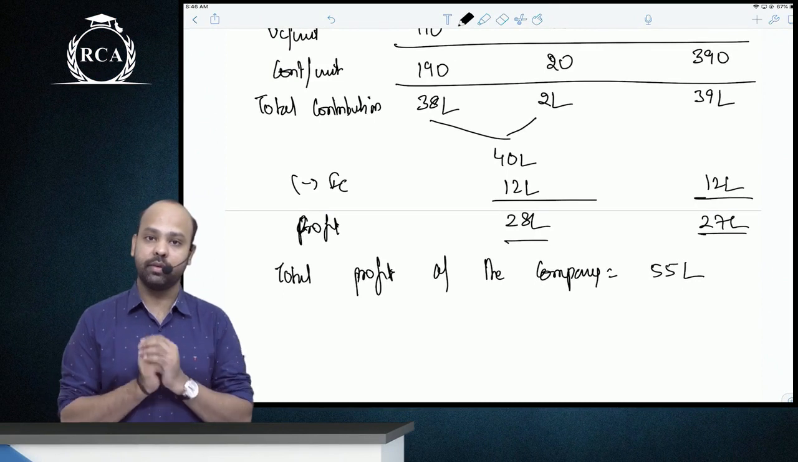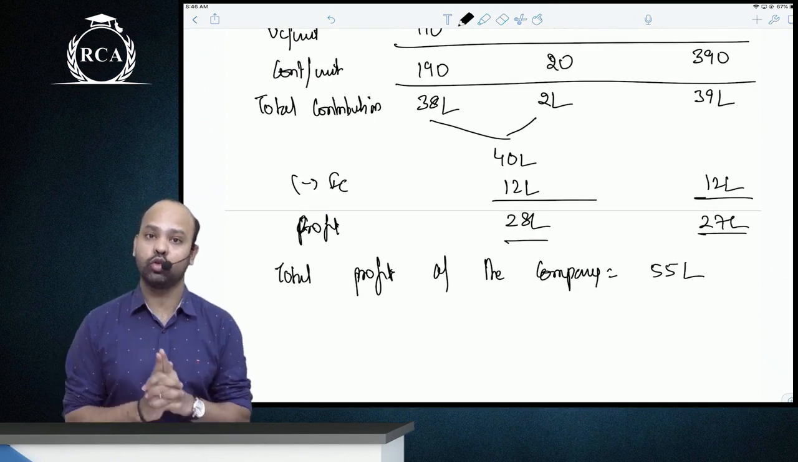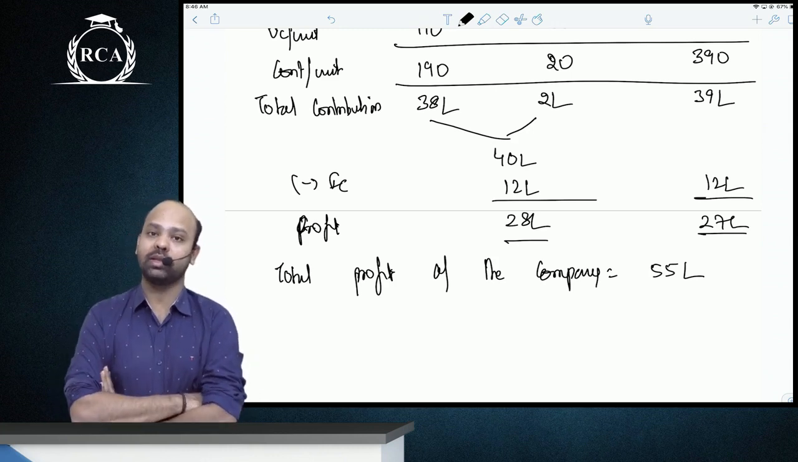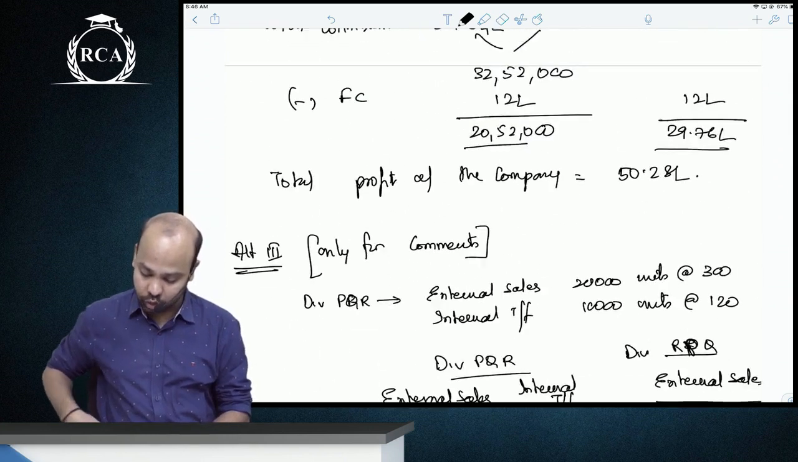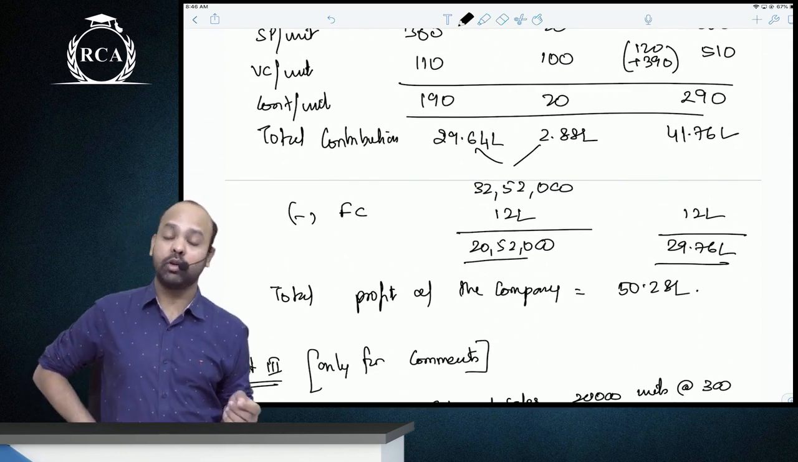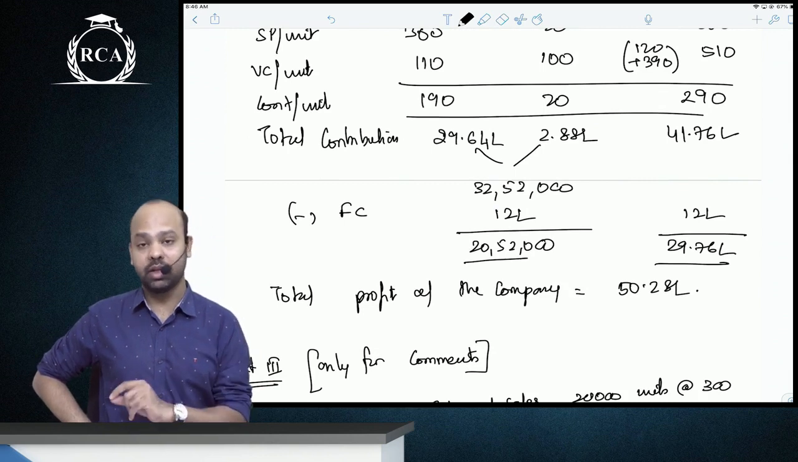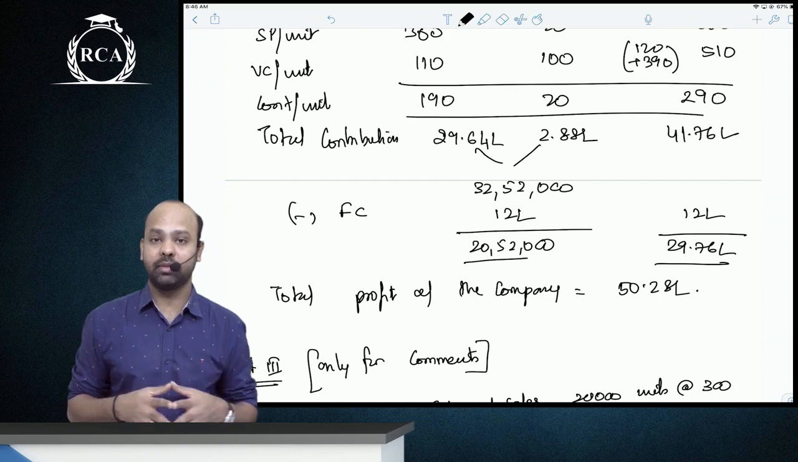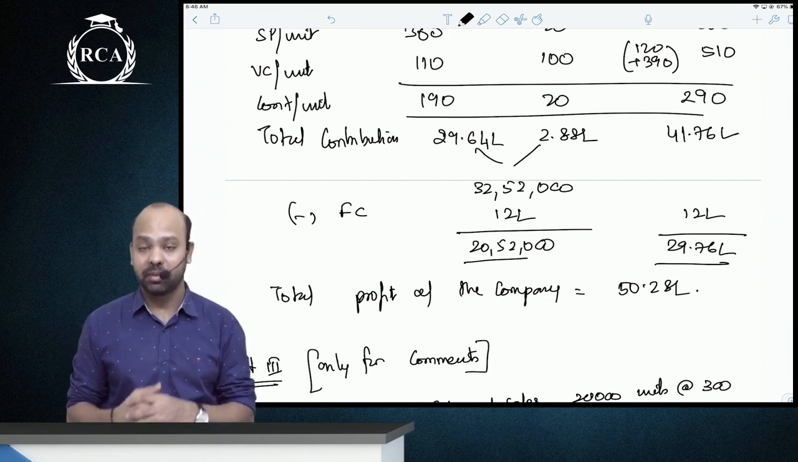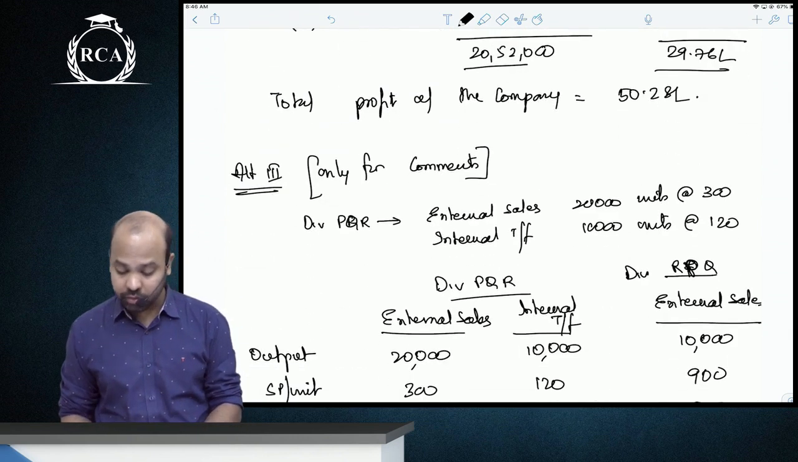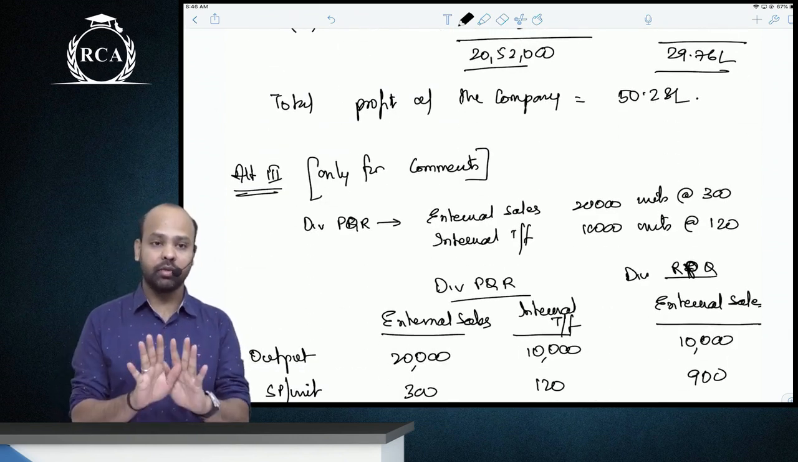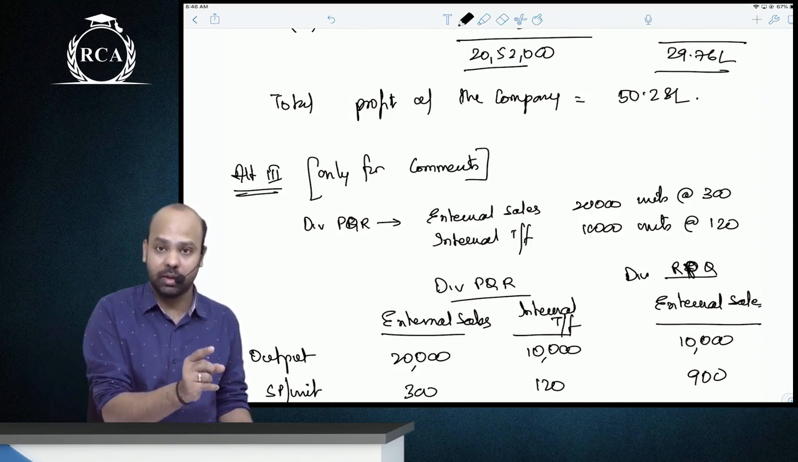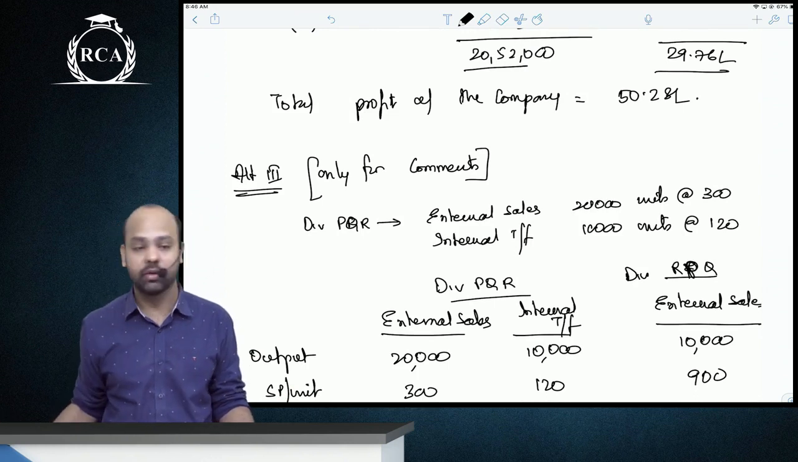One thing is clear, guys, that from the viewpoint of the company, you are not supposed to transfer 14,400 units to the other division and sell only 15,600 units in the external market, because that is resulting in an overall reduction of profits. If division PQR is selling 20,000 units in the external market and division RPQ is selling only 10,000 units out of internal transfers, overall profitability is 55 lakhs. But if division PQR is selling 15,600 and RPQ is selling 14,400, overall profit is coming down to 50.28 lakhs. So from the viewpoint of the company, you'll have to sell 20,000 units in the external market and transfer only 10,000 units.